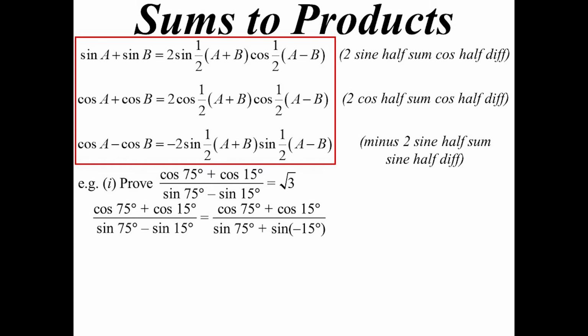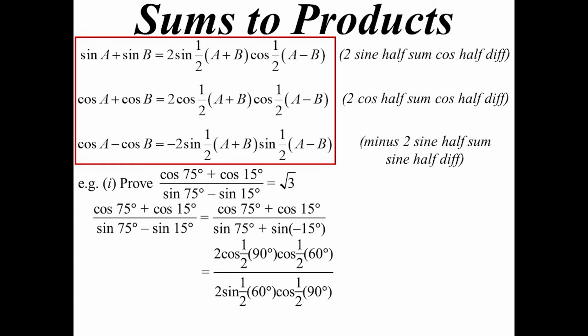So on the top is cos. So it will start off 2 cos half the sum. Well, 75 and 15 is 90, so half of 90. And we always end with cos. So cos half the difference. And the difference between 75 and 15 is 60.